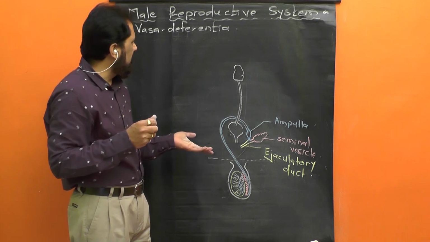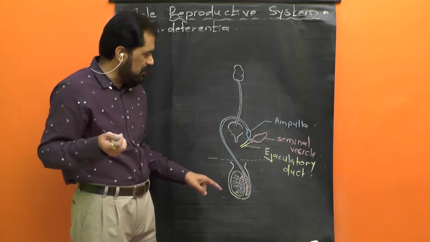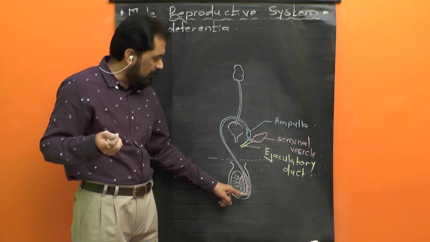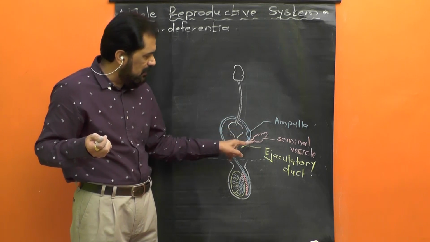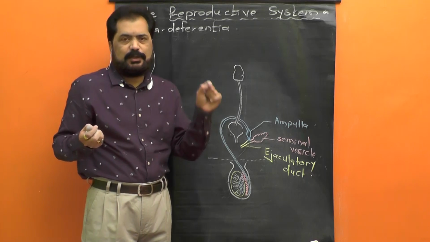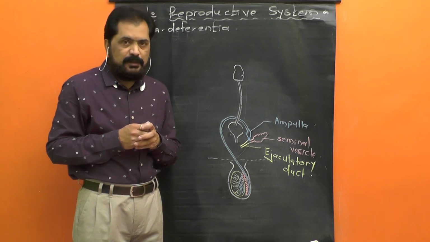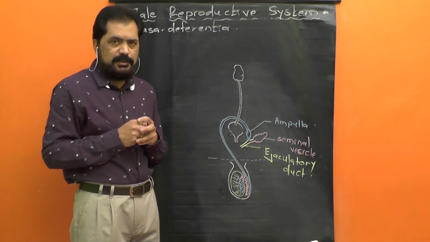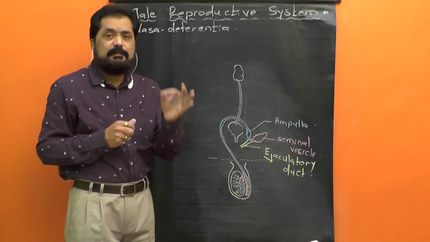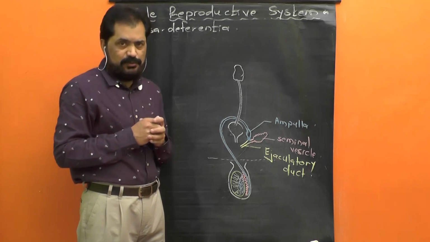So, what is the function of vasa deferentia? Very simple. Transportation of spermatozoa from epididymis up to the ejaculatory duct, and second, temporary storage of sperms. One more point I want to add here. After attaining maturity by the male, the sperms are continuously produced.